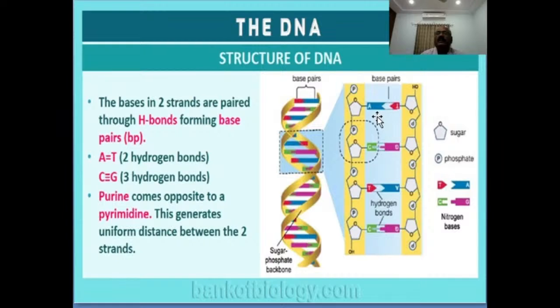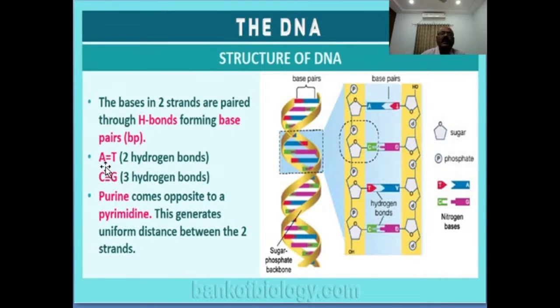So, you see, this is adenine and thymine. In between adenine and thymine, 2 hydrogen bonds. Whereas in between cytosine and guanine, 3 hydrogen bonds are there. So, this is one strand, this is one strand, and the 2 strands are connected with these hydrogen bonds. So, the number of hydrogen bonds between adenine and thymine and vice versa is 2, and between cytosine and guanine and vice versa, 3 hydrogen bonds are there.